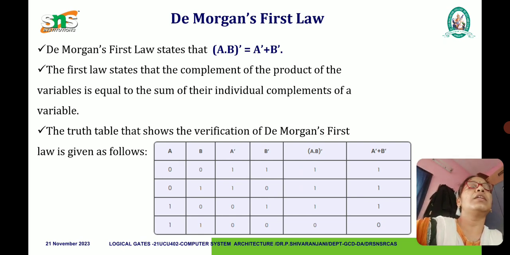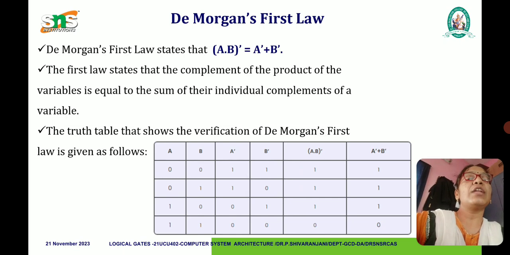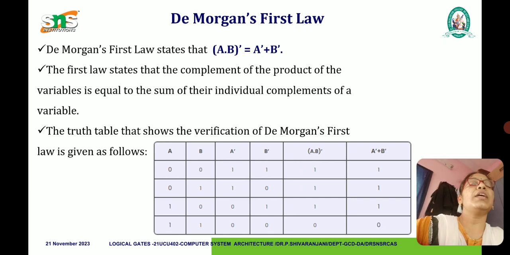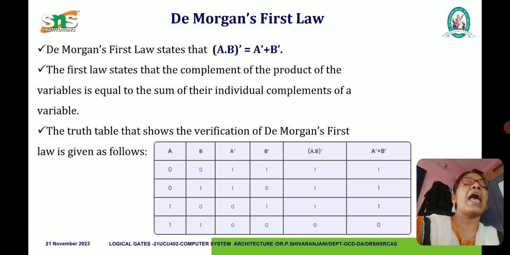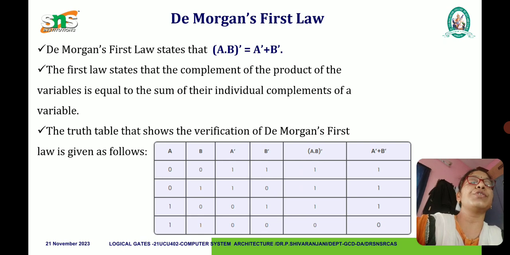And in De Morgan's first law, a dot b, we'll have the inverse of it, that is the complement of the ANDing of a and b. If both the values are true, then the value of a dot b will be 1. So the inverse of a dot b will be 0 if both the cases are 1, and in other cases it will have the value 1. And a dash plus b dash will have the same value as the inverse of a dot b.